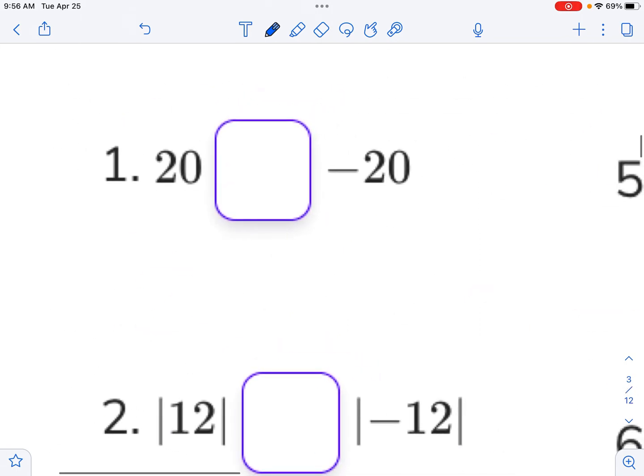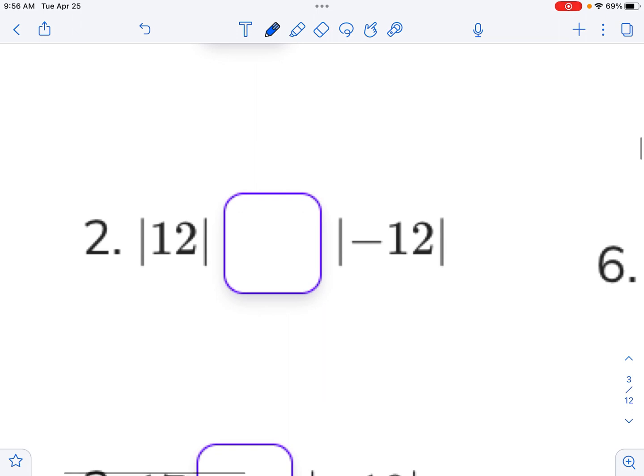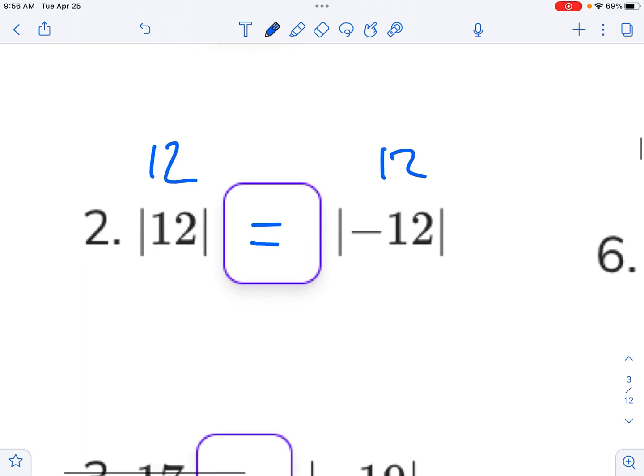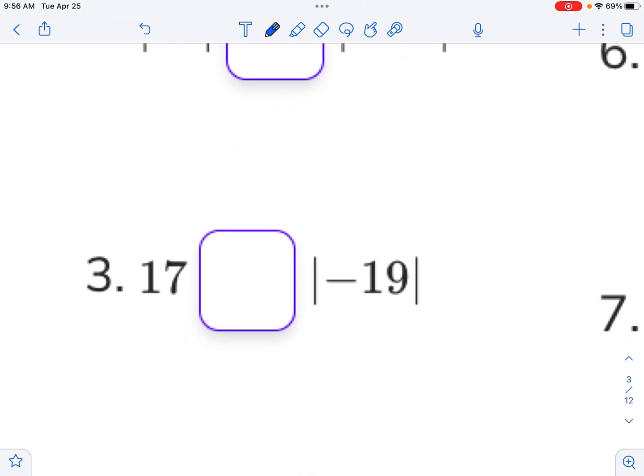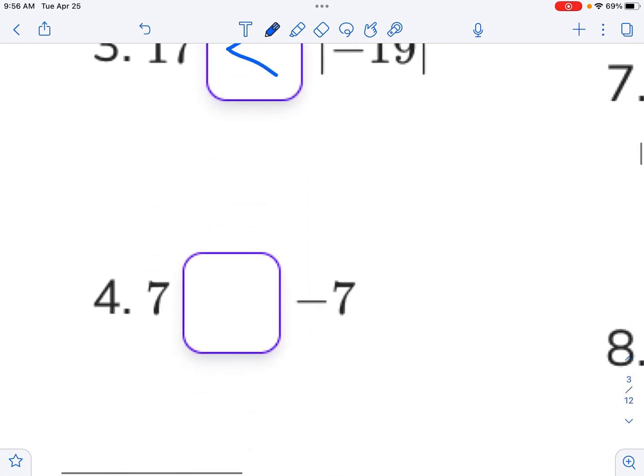Which one's greater? 20 is greater than -20. Absolute value of 12 is 12. Get in the habit of writing the number above it or below it, the true value of it. The absolute value of -12 is 12. These are equal. 17, the absolute value of -19 is 19. 17 is less than 19. 7 is greater than -7, because 7 is positive.